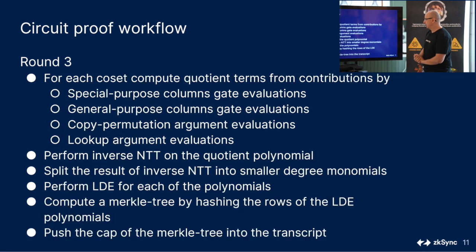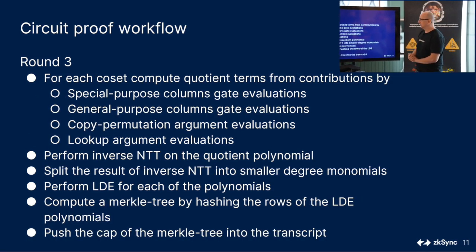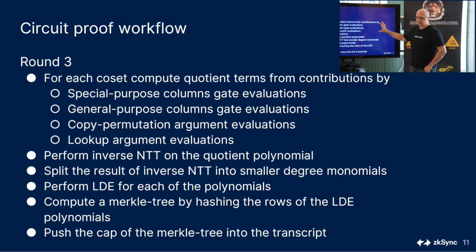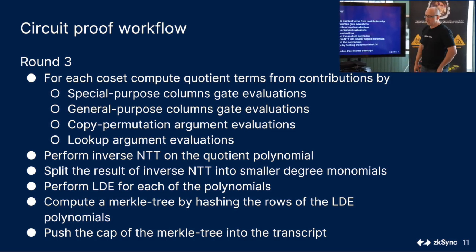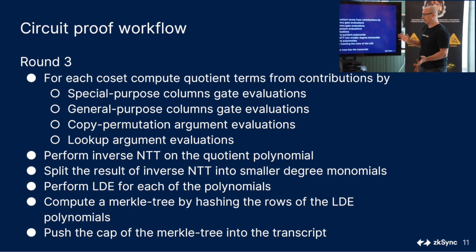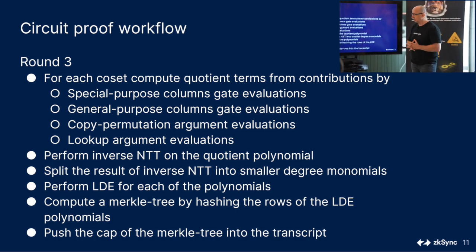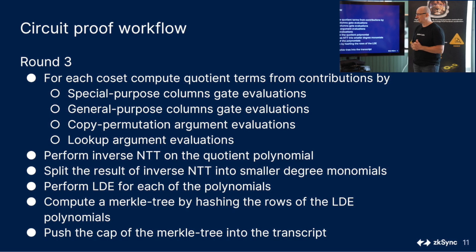Round 3, which is all about quotienting. In this round we do coset by coset because these are expensive operations and also need a lot of memory. And also the blow-up factor is potentially 8, which means that doing coset by coset you can compute, throw away your temporary allocations, and then do the next one, and so on.